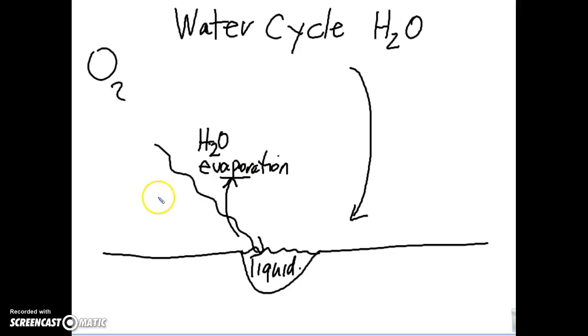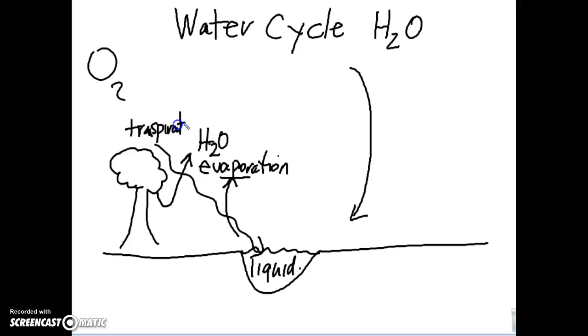And another way that we get water into the atmosphere is when plants actually are working hard to make food. One of the products of that is water vapor, and we call that process transpiration. Oops, there's an N in there. And it's sort of like when you perspire, water is evaporating from your body and plants transpire.